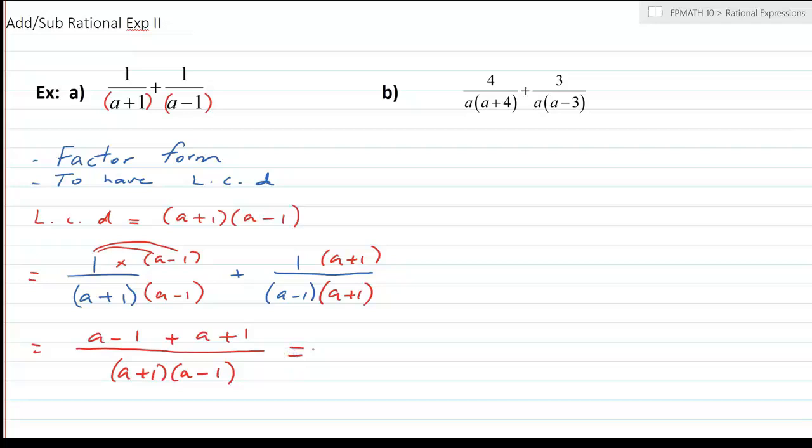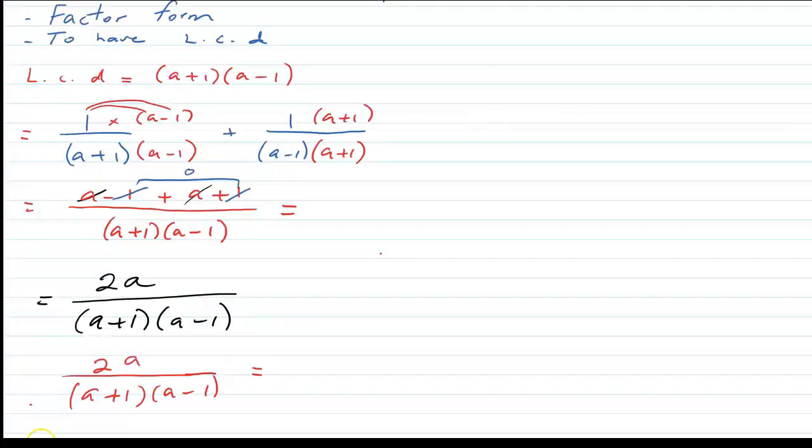The very final thing that you have to do is polish this. So we have 1a plus an a, so we have 2a. The other thing we have, minus 1 plus 1, that is 0, that's gone, right? So 1 minus 1, that's 0. All right, and then our final answer is 2a over a plus 1, a minus 1. Okay, and that's what that is.